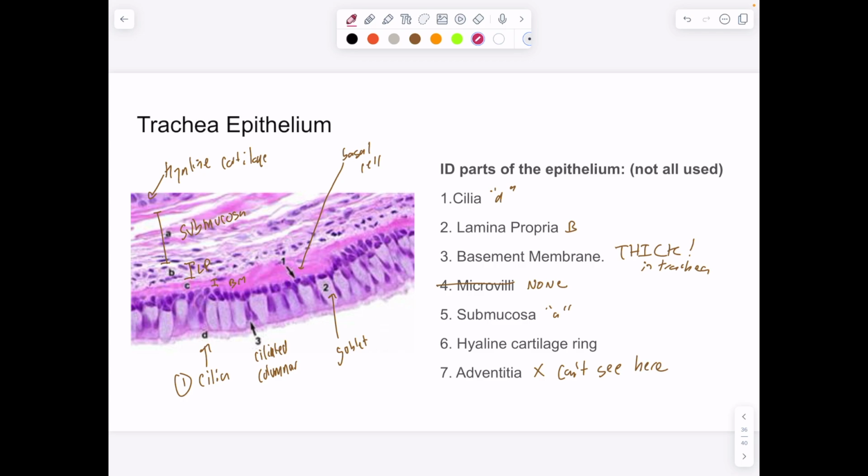All right, parts of the tracheal epithelium, zoomed in. Again, the big fat basement membrane, here's a nice basal cell. We have in our trachea an enormous number of goblet cells. So important to know: trachea, enormous number of goblet cells, also big fat basement membrane. All right, we also have our typical ciliated cells.